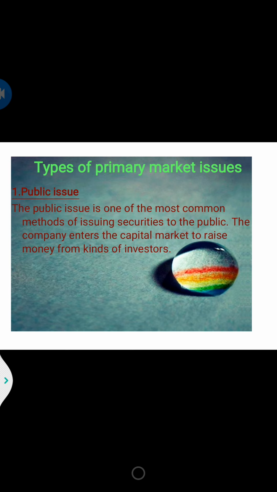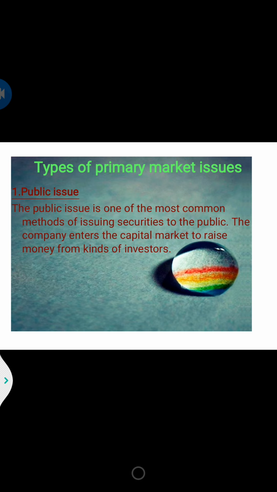Okay, then first is your public issue. Public issue is one of the most common methods of issuing securities to the public. The company enters the capital market to raise money from different kinds of investors. Here the securities are offered for sale to new investors. The new investors become shareholders of the issuing company. So this is called a public issue.